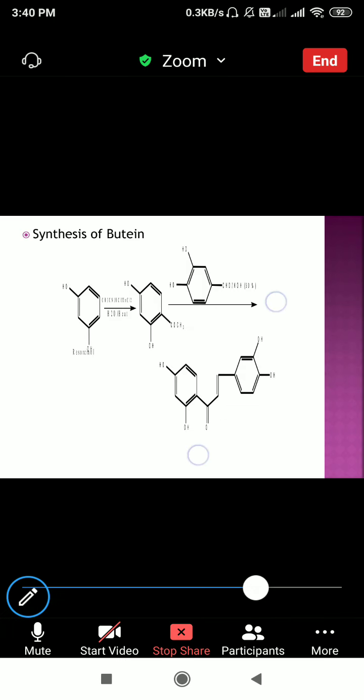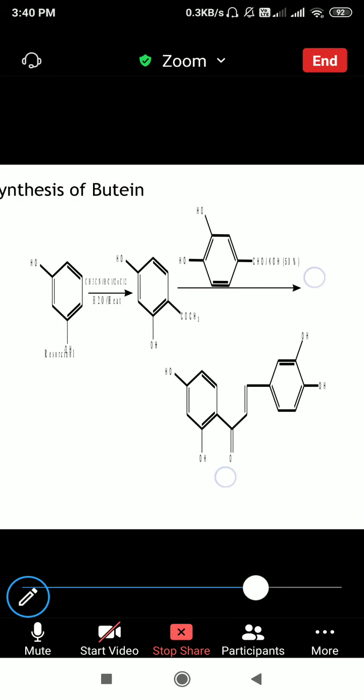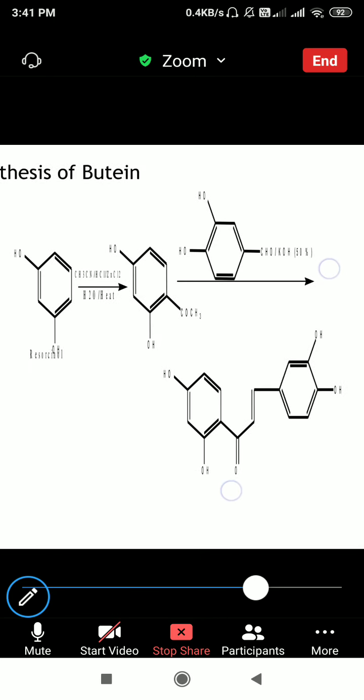Let's see the synthesis of butein. Now this is the structure of resorcinol.